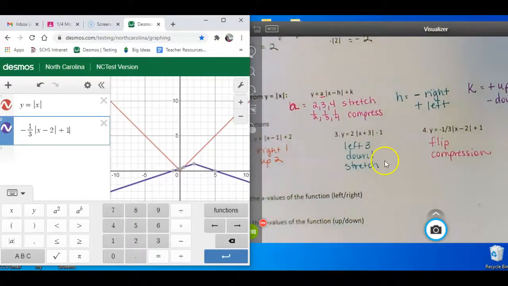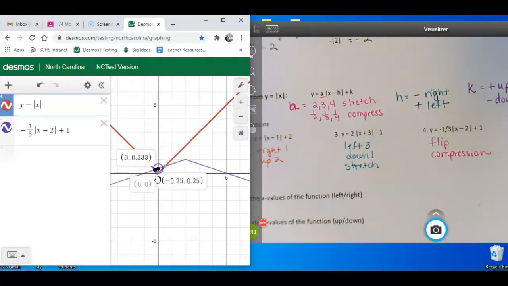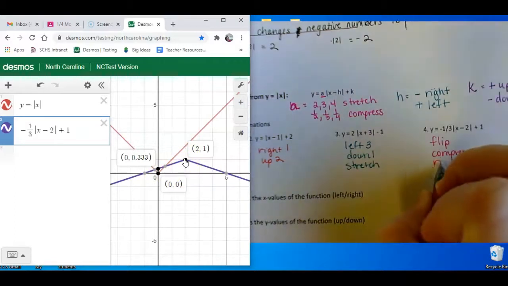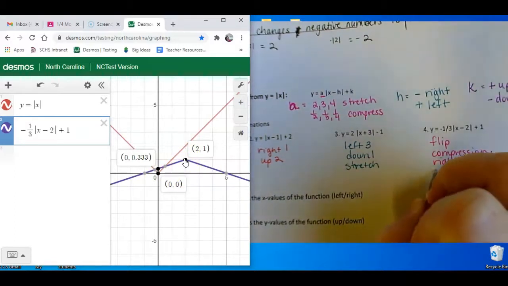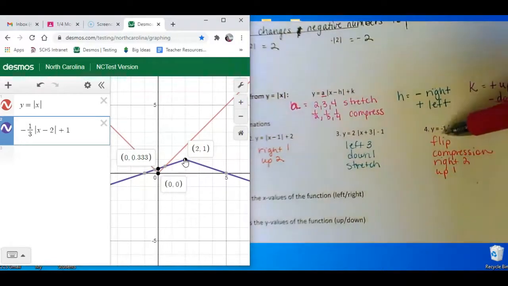And then I still can look at the vertex. It's hard to tell where the vertex is here, but let's go ahead and, there we go. There's a bunch of things. Anyway, there's the vertex, and here's the vertex here, so it looks like it went right 2 and up 1. And the reason I wanted to show you that one is so that you knew what that negative on the outside did. Okay?